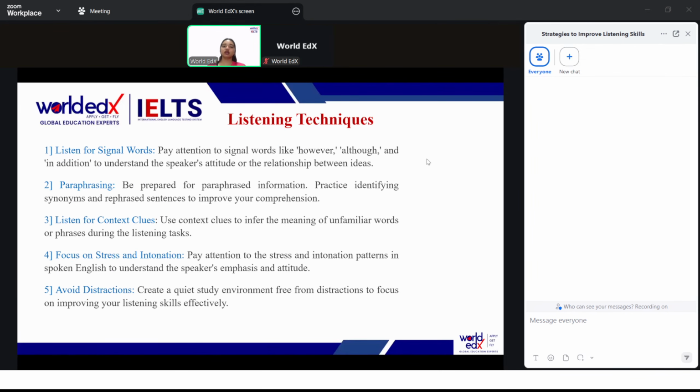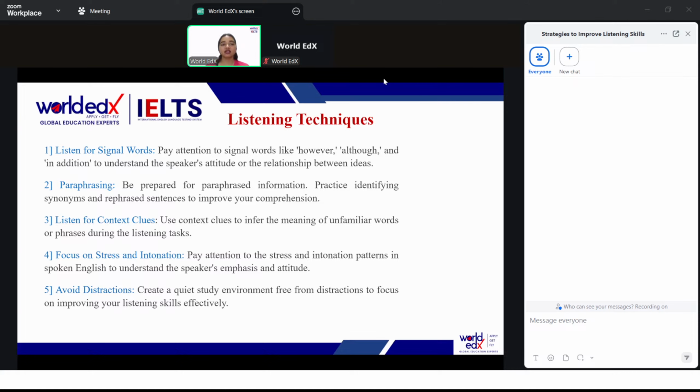Now, coming to some listening techniques, you can definitely use these techniques to find out or locate the answer. The first one is listen for signal words. Signal words are the words that are used before the distractor, and when you use these distractors, the answers get changed. So the first is although, however, in addition, or apart from that. You even have phrases like initially we thought, but now it changed. So make sure that you are listening for these signal words. You are making sure that you understand how the answers are changing, and in this way you will be able to find out the answer.